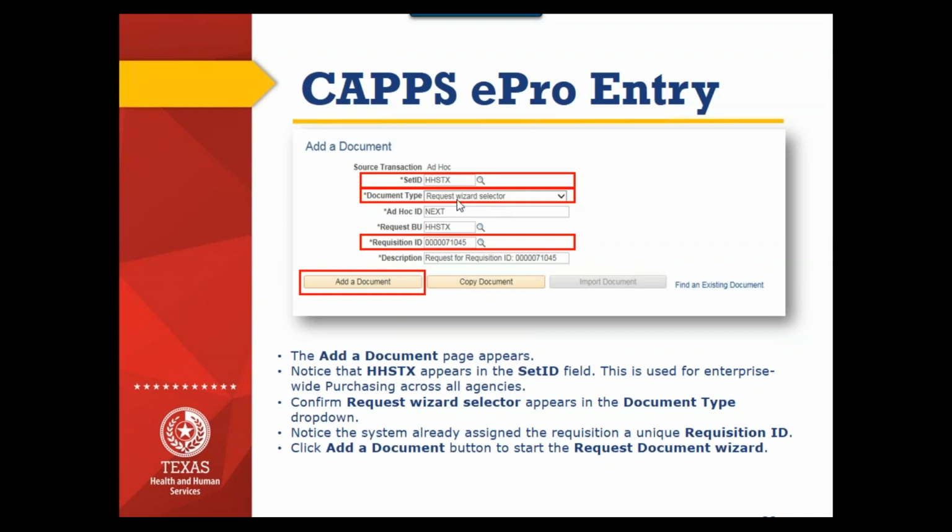You want to make sure that this does say Request Wizard Selector, because that is what we want. There's a number of other items you can choose, but we want this one to start our wizard questions. And then your requester ID should be yours, or if you're entering on behalf of somebody, it should be their employee ID. And then you would click Add a Document.